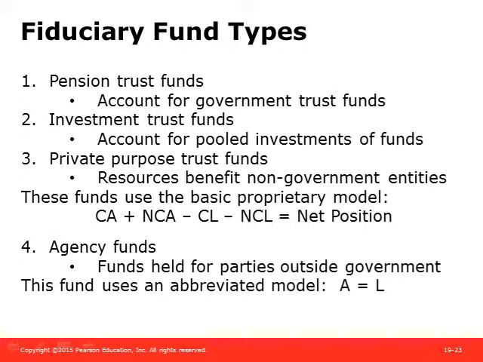These funds use the basic proprietary model of current assets plus non-current assets minus current liabilities minus non-current liabilities equal their net position. And then there's this fourth, the agency fund, and these are essentially receive, hold, and remit, or bill, collect, hold, and remit accountability devices, which account for resources a government is holding as an agent on behalf of parties outside the government. For example, an agency fund may be used to record payroll taxes withheld and remitted to a higher government. And the accounting equation for the agency fund is assets equal liabilities. So no revenues, expenditures, expenses, or transfers are reported in an agency fund.